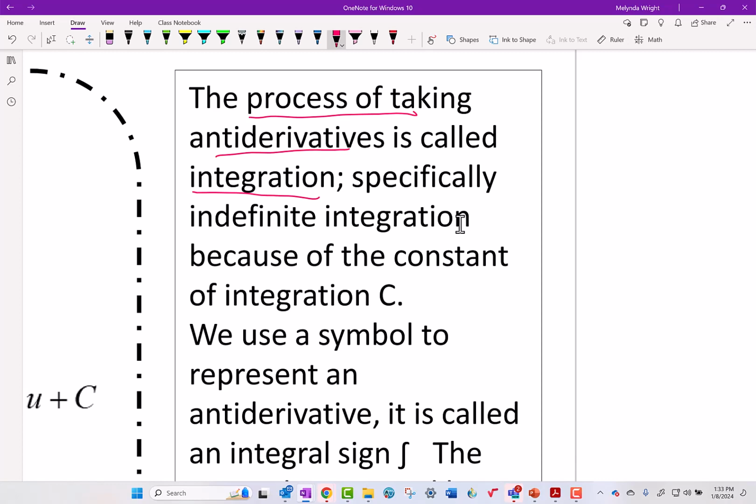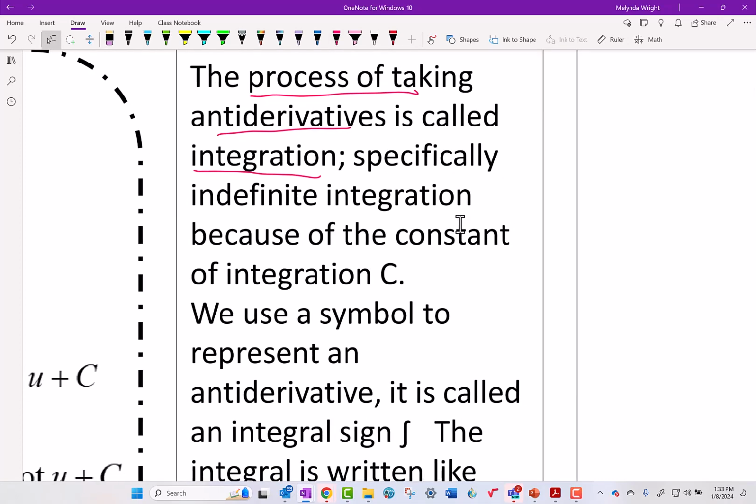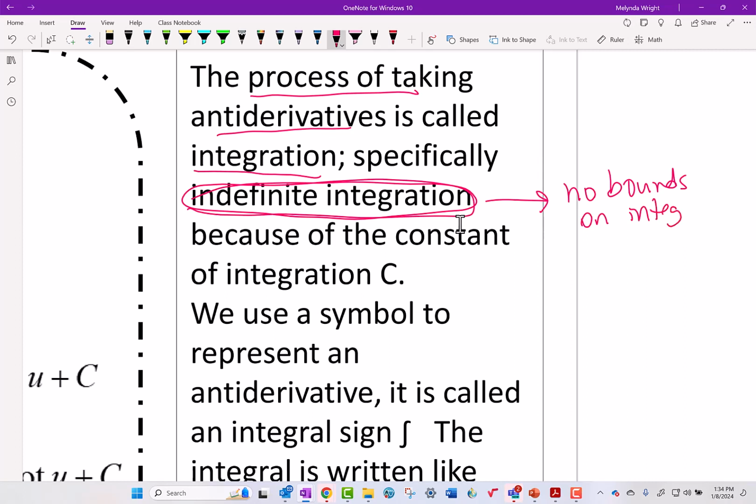Okay? And so we've got two kinds of antiderivatives. We've got indefinite integration. Indefinite integration means there are no bounds on the integral symbol. It's just like that. That's indefinite integration. It's just the integral symbol. And with all indefinite integration, we have to use the constant of integration c. We'll talk about that in great detail, but I just want to highlight that.